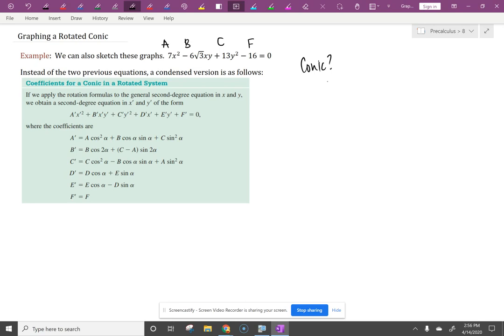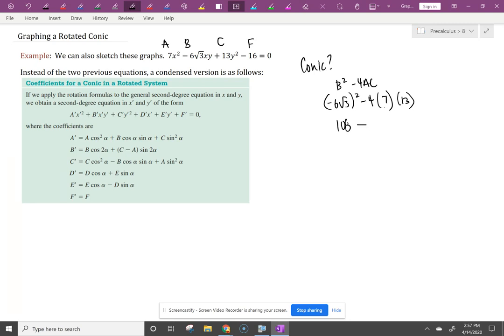Now the discriminant test is B squared minus 4AC. So in this case, that would be negative 6 root 3 squared minus 4, where A is 7 and C is 13. So negative 6 squared is 36, times 3. So 36 times 3 is 108, minus whatever 4 times 7 times 13 is.